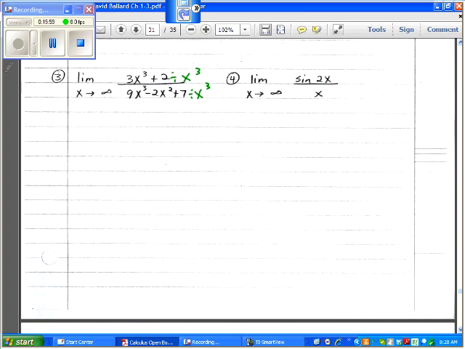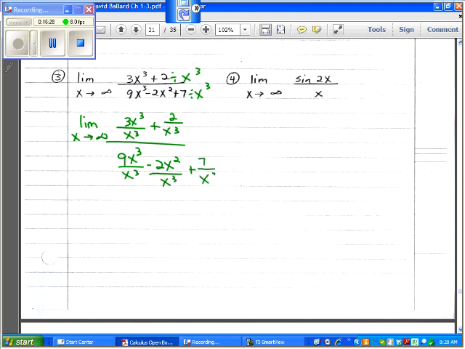Now, remember when we're doing that, we're distributing, right? In the numerator and denominator. We have the limit as x approaches infinity of 3x cubed over x cubed, if we show all of our work, plus 2 over x cubed, over 9x cubed over x cubed minus 2x squared over x cubed plus 7 over x cubed.